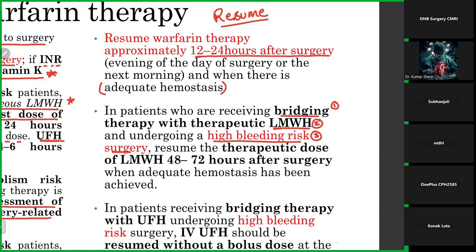Now, if your patient is fulfilling all the three criteria, resume the therapeutic dose of LMWH 48 to 72 hours after surgery, after adequate hemostasis has been achieved. 48 to 72 hours.